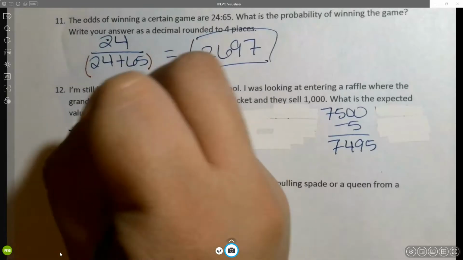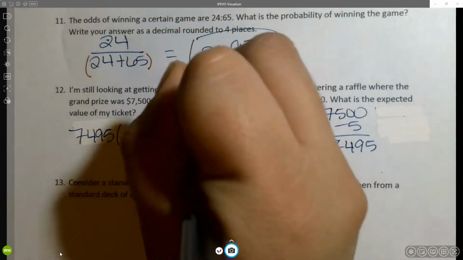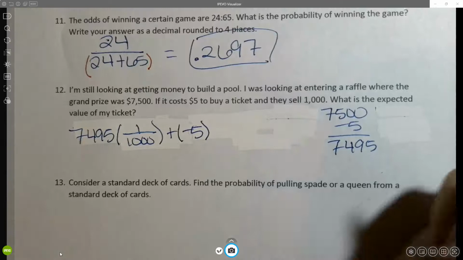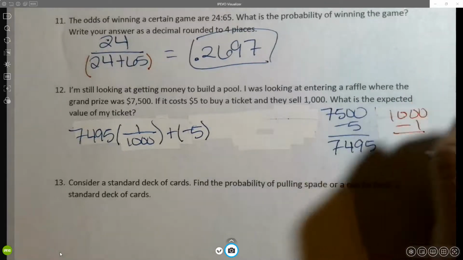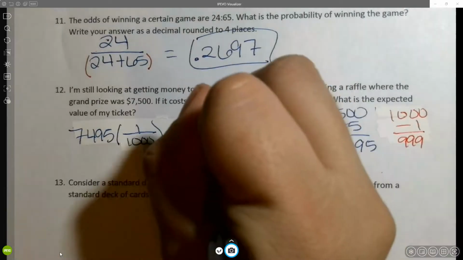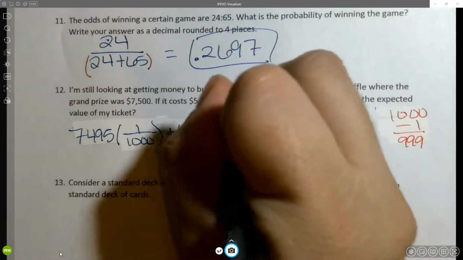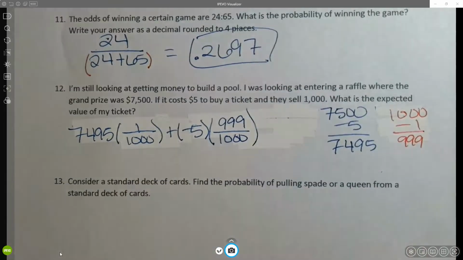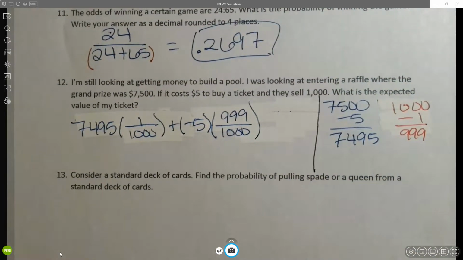And there's only 1 out of 1,000 possible tickets that will give me the winning value. Then I know if I lose, I lose the $5 I paid. And for losing tickets, I take the 1,000 and subtract the 1 winning ticket to get 999 losing tickets. So I will multiply the -5 by 999 over 1,000. I'm just going to draw a line there so I don't get confused.